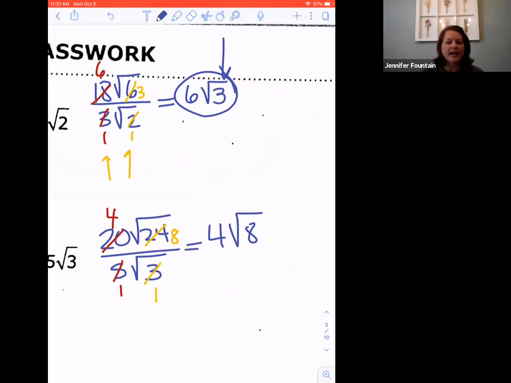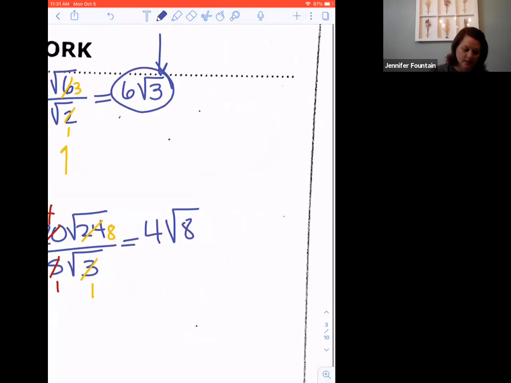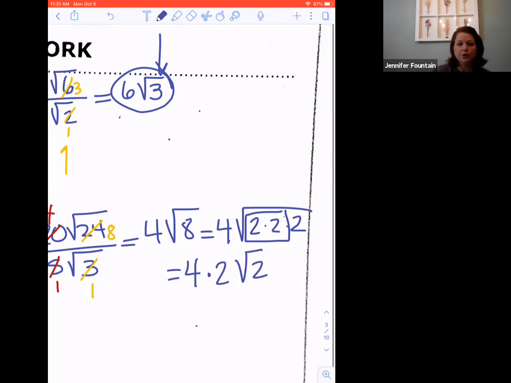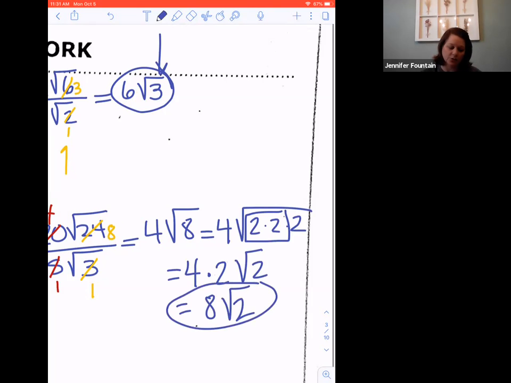Now, the square root of 8 is not simplified. So now I've got to do the square root of 8 in prime factors. I start with 2 and I say 8 is 2 times 4, and 4 is 2 times 2. So there's my prime factors of 8. I look at these, I've got 2 buddies. So that means the 4 I already have is multiplied by the 2 that comes out. I have a 2 under the radical. 4 times 2 is 8, times the square root of 2 is going to be my final answer.